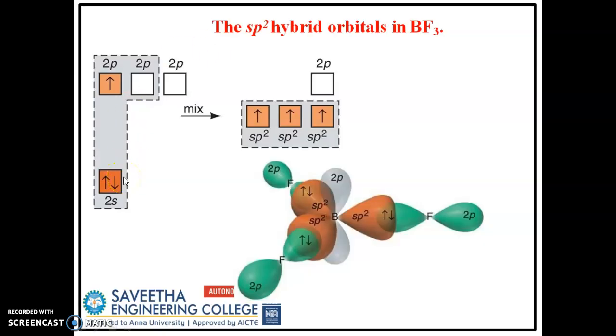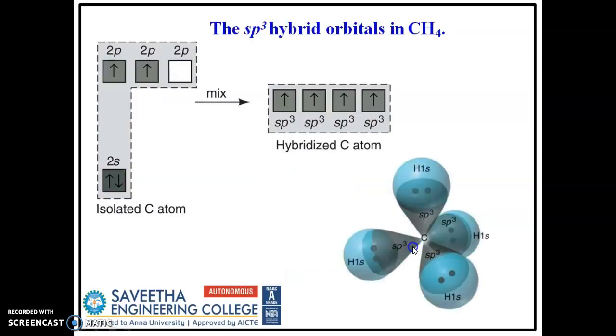Boron has an atomic number of 5 and has electronic configuration of 1s2, 2s2 and 2p1. During excitation, one electron from the 2s orbital moves to a 2p orbital, leading to the formation of three sp2 hybrid orbitals. These three sp2 hybrid orbitals mix with the p orbitals of three fluorine atoms, forming the BF3 molecule with a bond angle of 120 degrees and a geometry of trigonal planar.